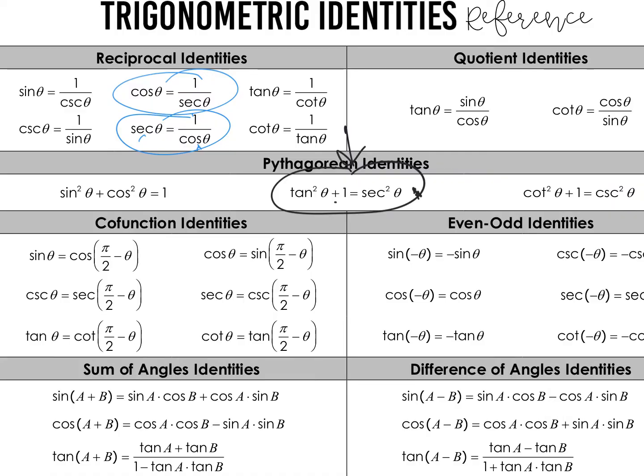I did give you a copy of this trig identity chart. Again, this can be added to your cheat sheet. You can use this whenever you need to, especially until you get really good at these identities.